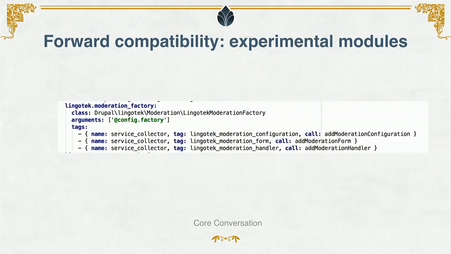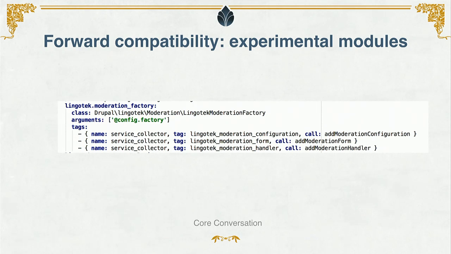Another one is forward compatibility. So one thing we wanted to do is make our module compatible with content moderation, but we had clients that were using workbench moderation already. And then we had clients on 8.2, which may be using the content moderation experimental module. And people who are going to upgrade to 8.4 with content moderation. And once the release comes out, we want to support it.